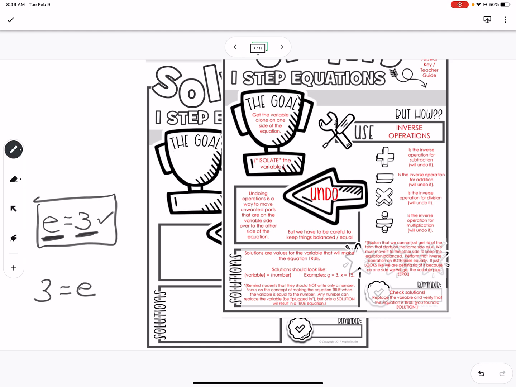So this is going to be blank when you get to it. But if I say x plus 5 equals 10, I'm going to subtract my 5, get rid of it, because I'm trying to isolate the x. Subtract 5, x equals 5.